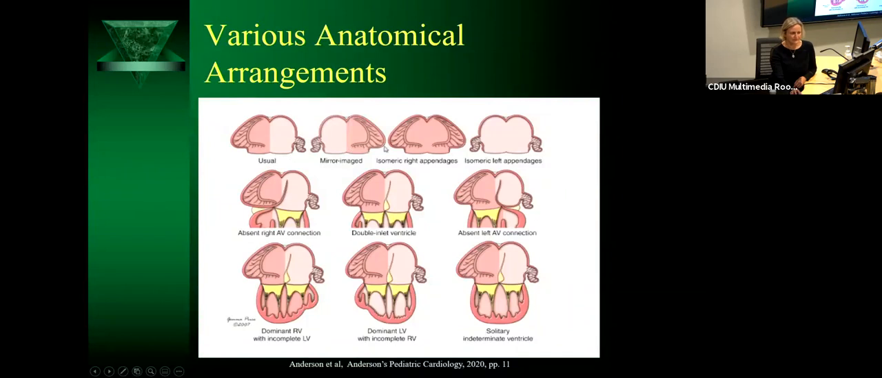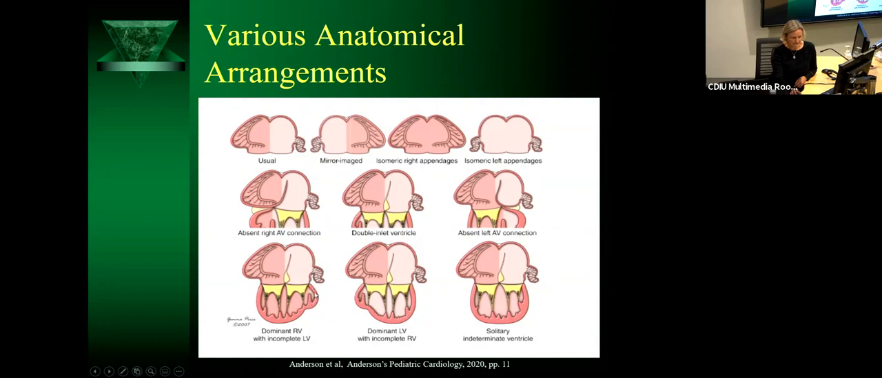So there are a lot of different anatomical arrangements. The usual we've talked about, the mirror image we've talked about, isomeric right and isomeric left atrial appendages. There could be an absent right AV connection, like tricuspid atresia, so the blood doesn't go through here, so we have to have a PFO and so on. Double inlet ventricle, so here both atria inlet into the same chamber. Absent left AV connection, so mitral atresia. Here we're just showing a dominant RV and not very much of an LV, with an incomplete left ventricle.